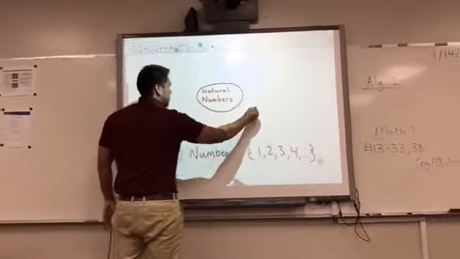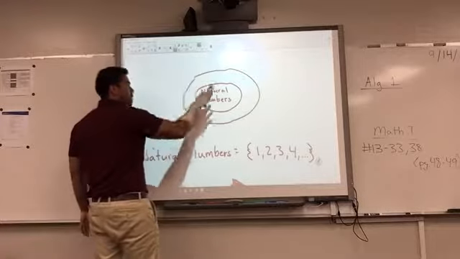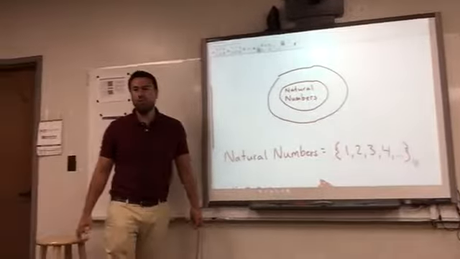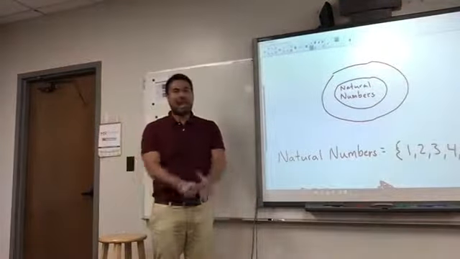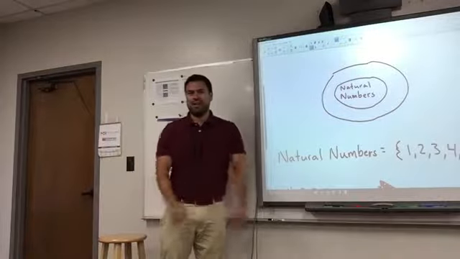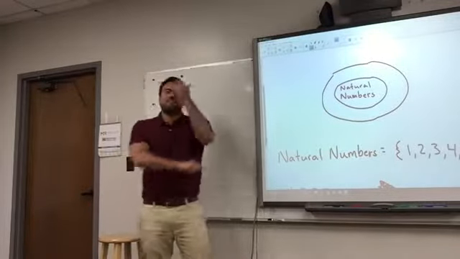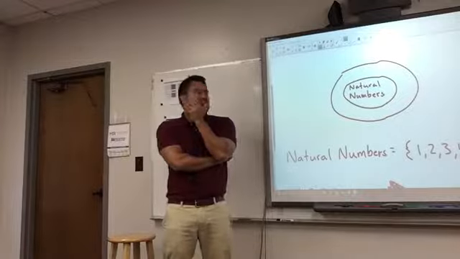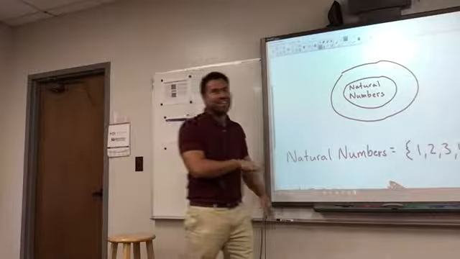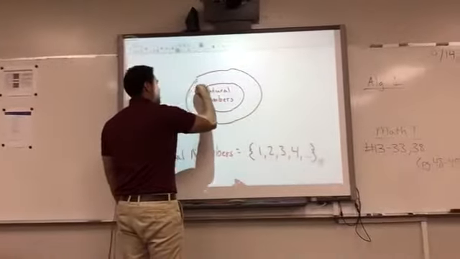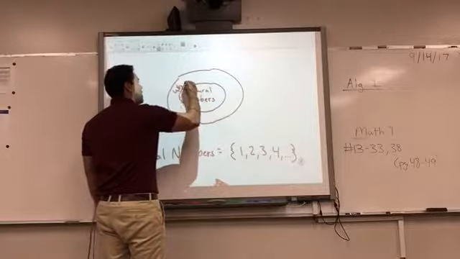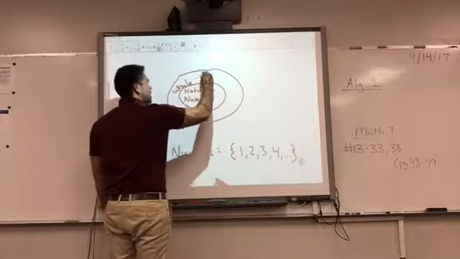So you draw another oval that surrounds or encapsulates the first oval. I know Nate knows. Lily, what would be that next set? Whole numbers.